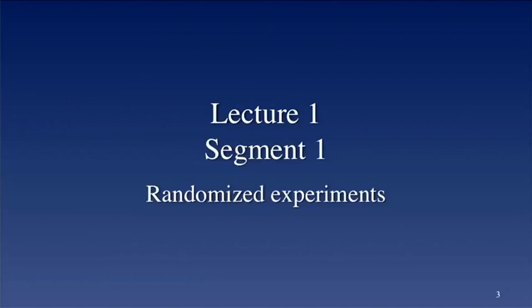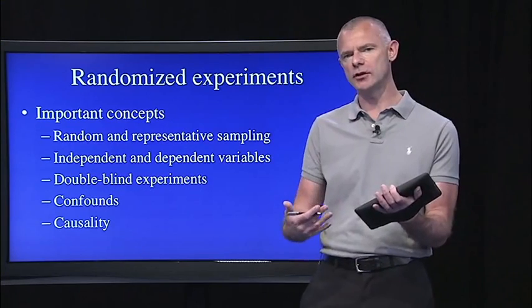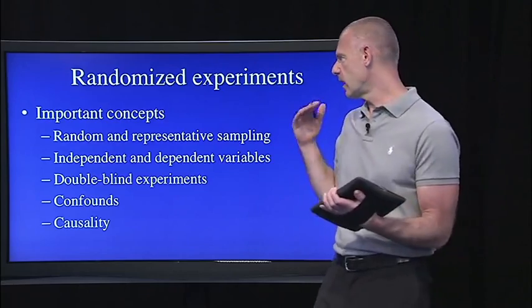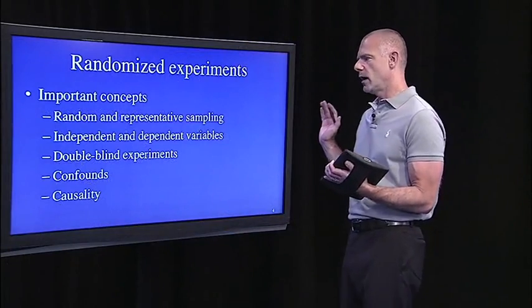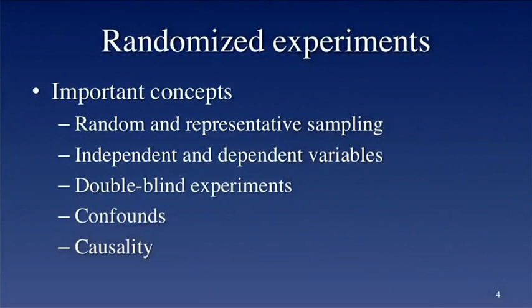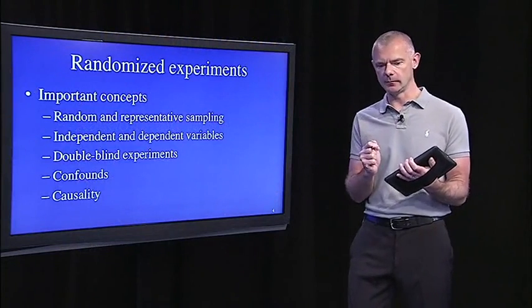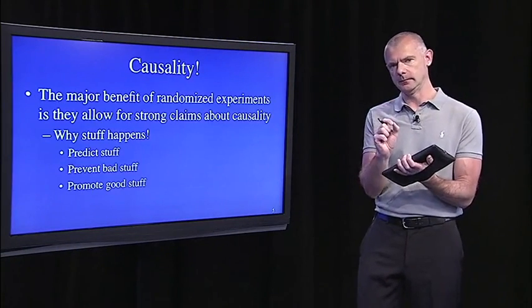So in this first segment, let's talk about randomized experiments. At the beginning of each segment of each lecture, I'll show you important concepts to take away from that segment. In this segment, the important concepts are random and representative sampling, independent and dependent variables, double-blind and single-blind experiments, and the idea of confounds. The most important concept to take away from this segment is the idea of causality. So I'll both begin and end this segment with causality.